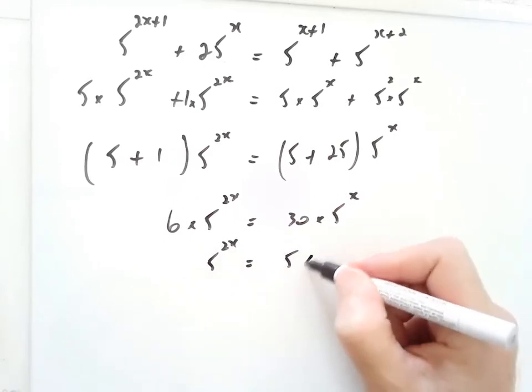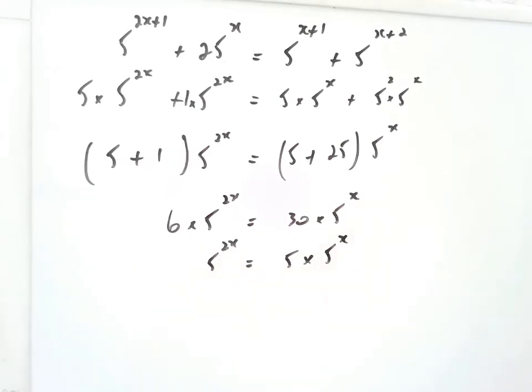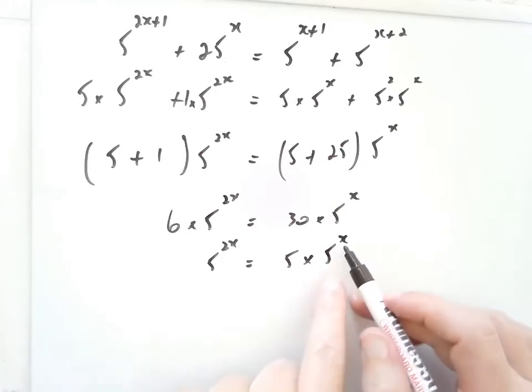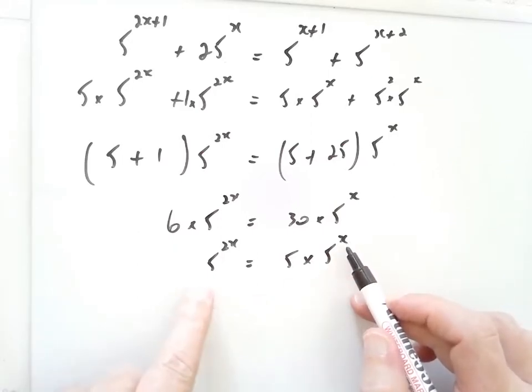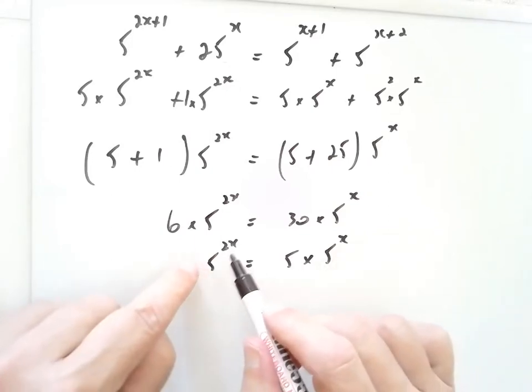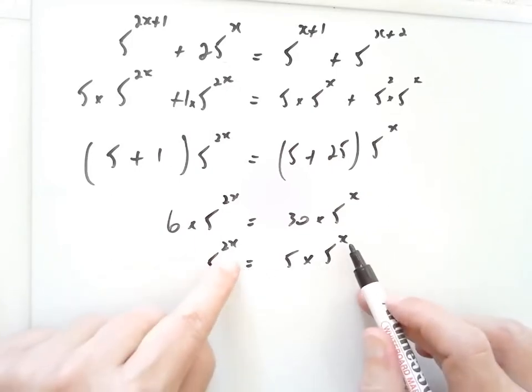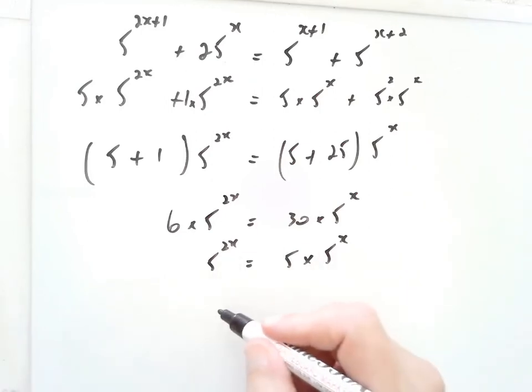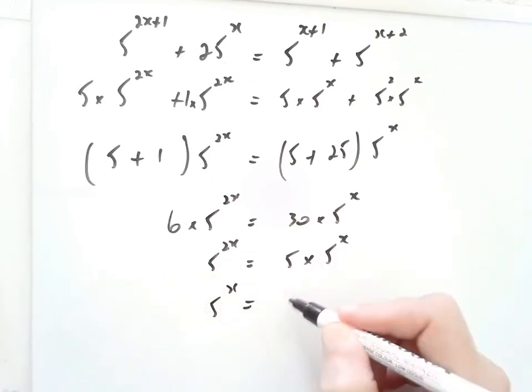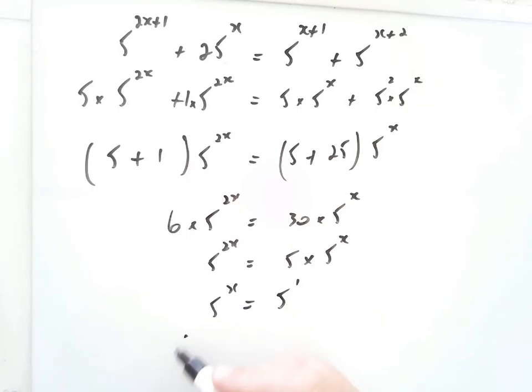Now I can go one of two ways here. I'm going to get this 5 to the x underneath. So I'm going to divide. So when I divide like bases, I subtract the powers. What's 2x minus x is just x, which is 5 to the 1, and therefore I can say x equals 1.